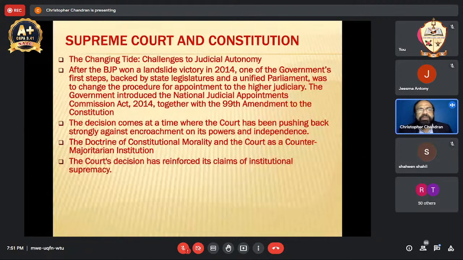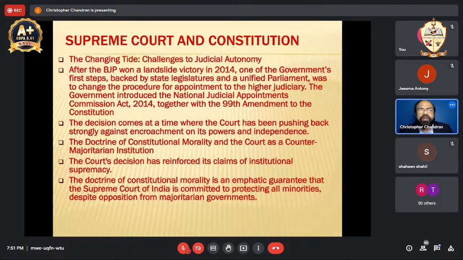That is the most important thing. So the last point, that's what I've written. The doctrine of constitutional morality is an emphatic guarantee that the Supreme Court of India is committed to protecting all minorities, despite opposition from majoritarian governments. The minority cannot be suppressed at any point. So it's a very good sign on the part of the Supreme Court.